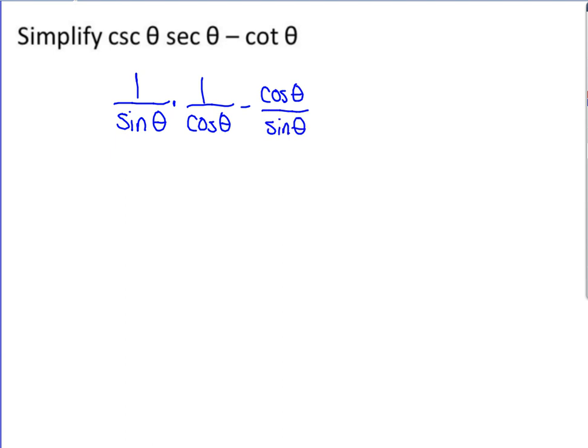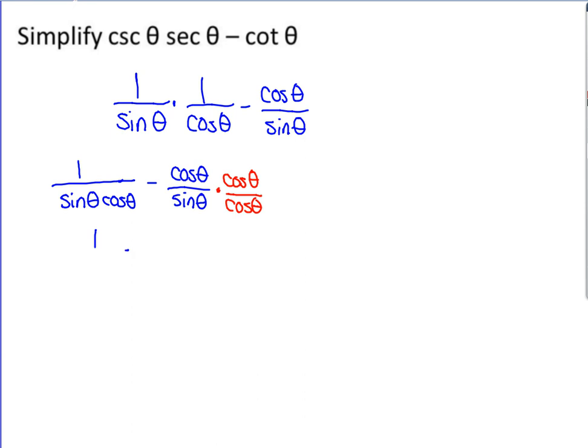So if we rewrite that again, this is just going to be 1 over sine of theta cosine of theta minus cosine of theta over sine of theta. Now to be able to add or subtract fractions, you do need to have the denominators be the same. So the second fraction is going to need a cosine of theta multiplied on top and on bottom of the expression. So this will give us 1 over the sine of theta cosine of theta minus cosine times cosine will give us cosine squared of theta over the sine of theta cosine of theta.